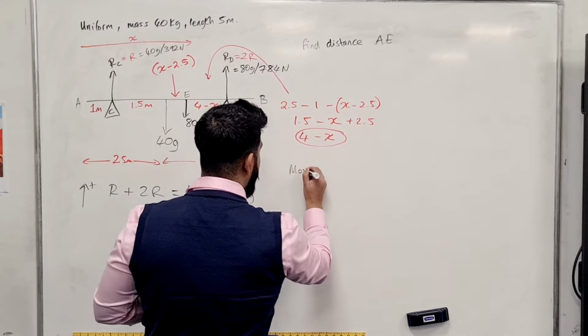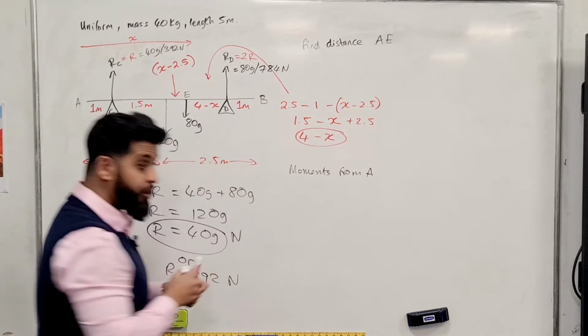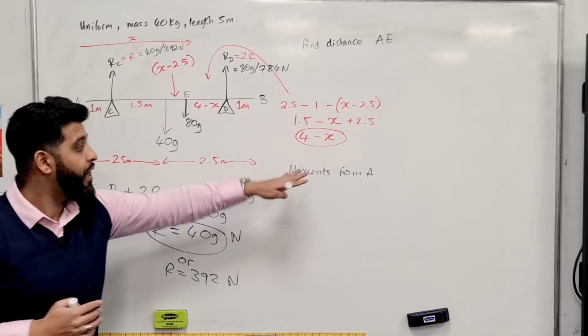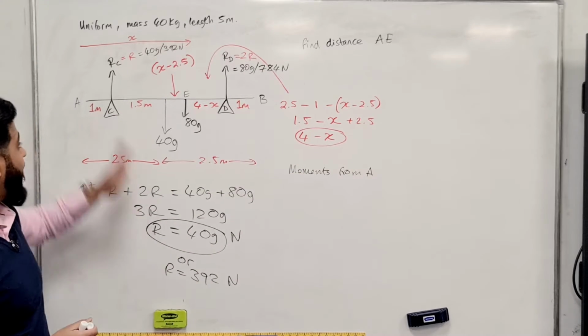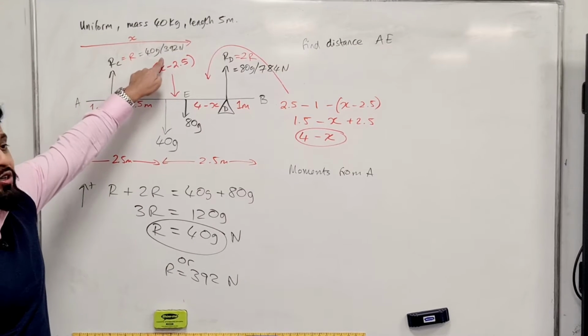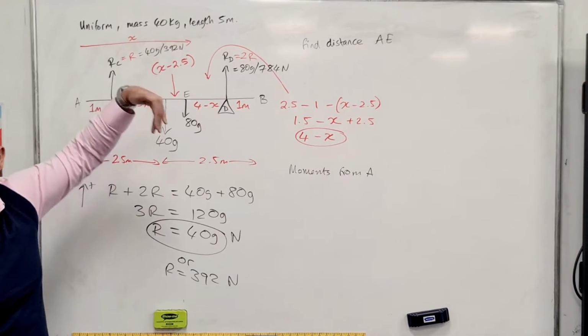So, moments from A. Now, there's no reaction force at A, is there? There's nothing happening at A, so the reaction is zero. However, if we took moments from C, then this reaction force here wouldn't be in our calculation, it would be equal to zero. It wouldn't be part of our anti-clockwise and clockwise.